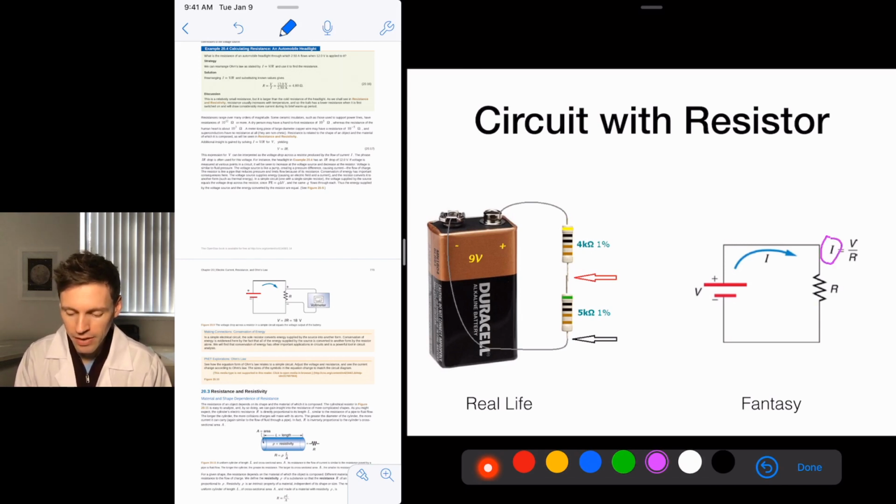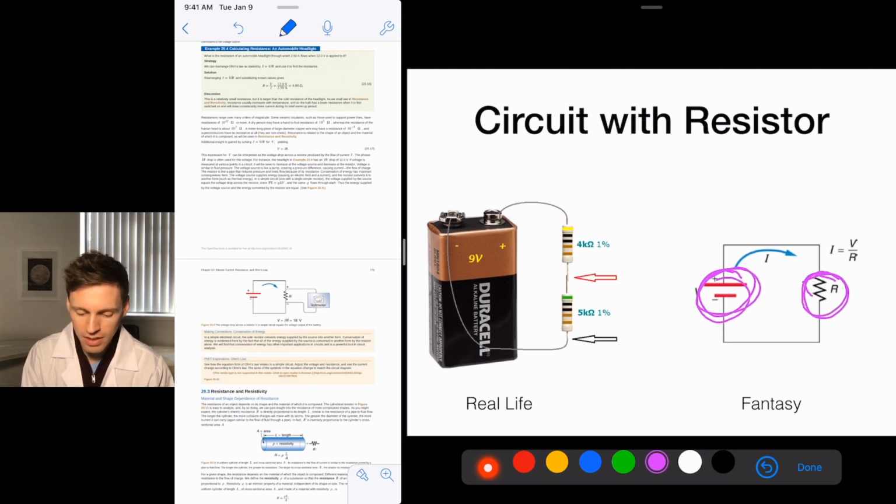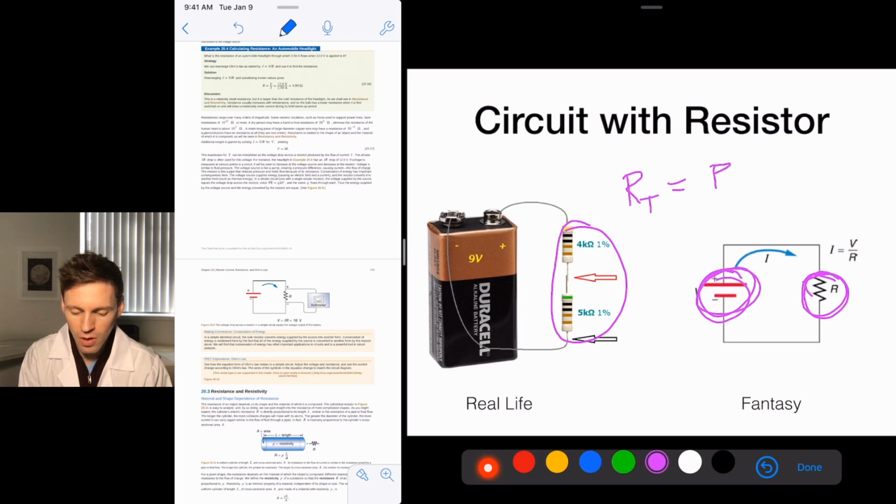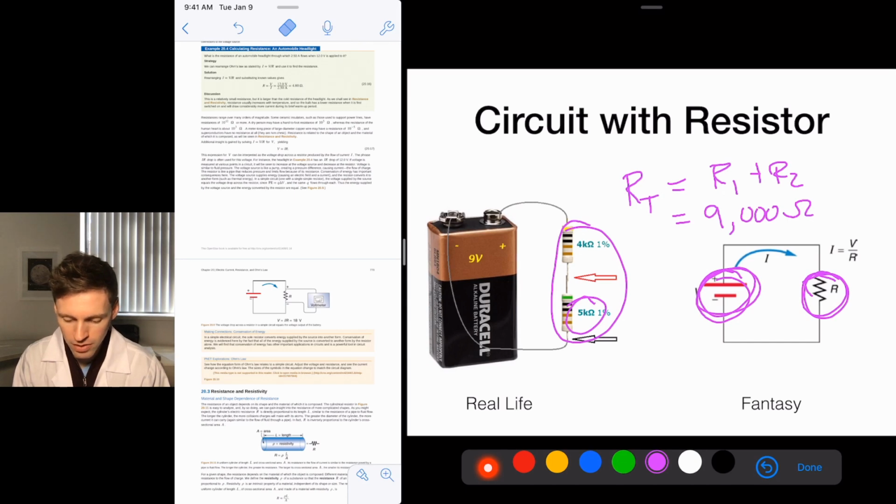But if you want to calculate the current in this circuit, it's literally V equals I times R. So you can just take your voltage, 9 volts, divided by your resistance. In this case, it would be a total resistance. R total is equal to R1 plus R2. So we would have a total resistance here of 9,000 ohms because we're measuring kilo ohms. This is kilo ohms or 1,000 ohms.